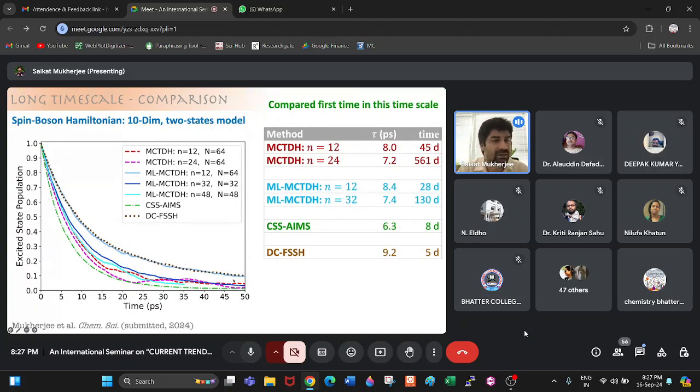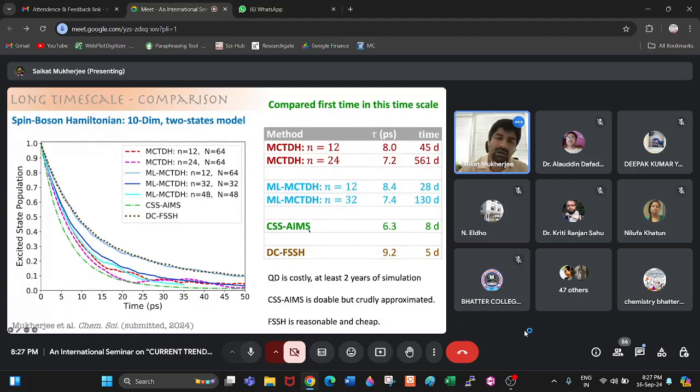And in the brown, you are seeing the surface hopping, which is the upper bound, of course, because surface hopping is a very ad hoc theory. But if you now see the time in the last column, quantum dynamics is good, but of course costly. AIMS is doable, but at least this version of AIMS is crudely approximated. So at the end of the day, we have fewest switch surface hopping. It is reasonable and cheap. So I will propose that surface hopping is a reasonable method for long time scale dynamics.